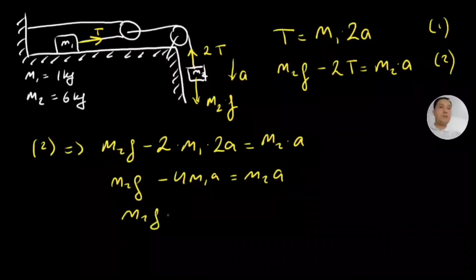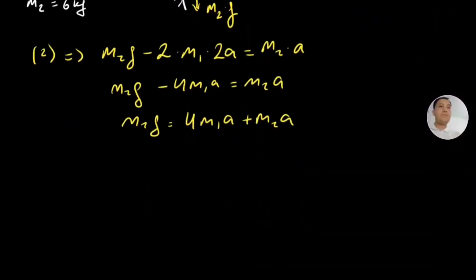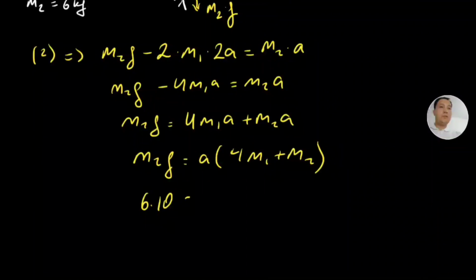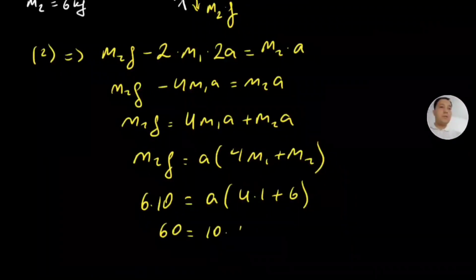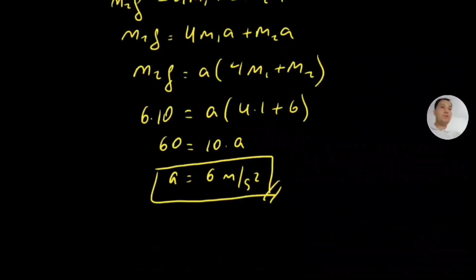So moving the term over, M2 gravity equals 4 M1 A plus M2 A. We can take acceleration out of the parenthesis, so A times (4 M1 plus M2). We know that M2 is 6 kg, gravity let's assume to be 10, acceleration unknown, 4 times 1 plus 6. So 60 equals 10 times A. From here, acceleration equals 6 meters per second squared. This is the acceleration of the second object, M2.